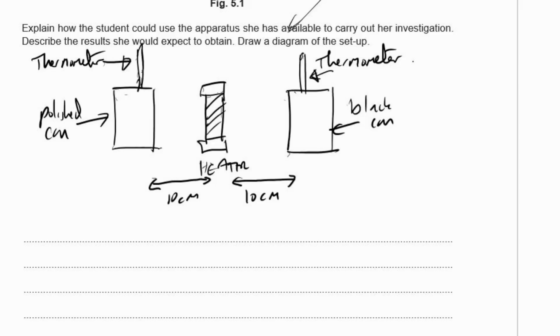Alright, so there we go, there's a diagram of the setup. Now let's explain what we're going to do. We're going to want to turn on the heater. The heater should be an equal distance from both of the cans. The can should be filled with the same amount of water in each can, and the thermometer should measure the temperature change. You should be able to then compare the two temperature rises to find out which can is the better absorber.